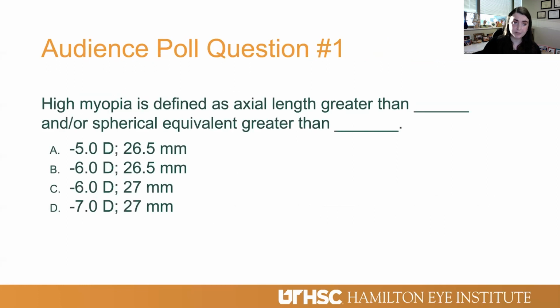All right, so now, again, this is the first question. High myopia, how do you define it with regards to axial length and spherical equivalent? I'll give you a few seconds to answer. Great job. All right, the answer is -6 diopters and 26.5 millimeters for spherical equivalent and axial length, the definition of high myopia. Great, I'm so glad most of the audience got that.